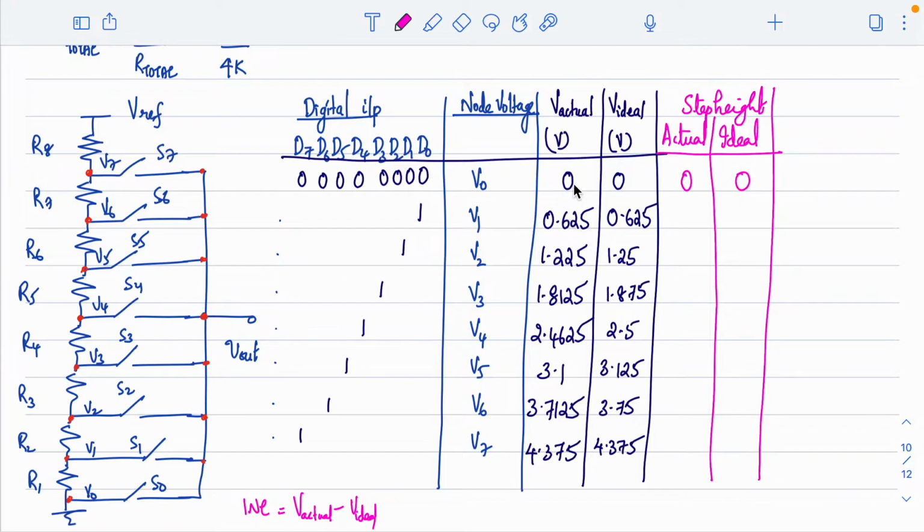Now the actual step height is this difference, right? This minus this difference is 0.625. In this case the ideal is also 0.625. Now for the second, the actual step height is 1.225 minus 0.625. You should write that value here. This table is to be filled with all the new values which need to be calculated, and the ideal step height is 0.625 for all these input digital words. Alright, can you tell me the values which need to be filled for the actual step height?